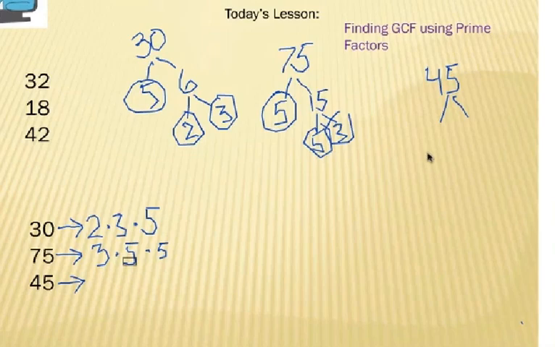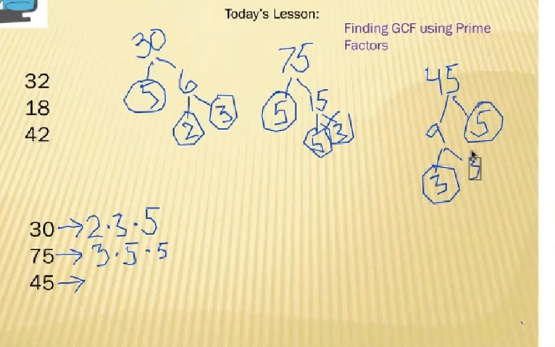Now over here I have 45, and I'm thinking that that's 9 times 5. 5 is prime, but 9 can be broken up one more step, and that would be 3 times 3. So all my prime factors are done at the end of my branches, and it's 3, 3, and 5. So let's put it on our list. 45 is actually made and created by taking 3 times 3 times 5. That's a list of its prime factors.